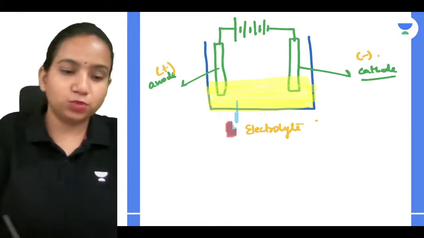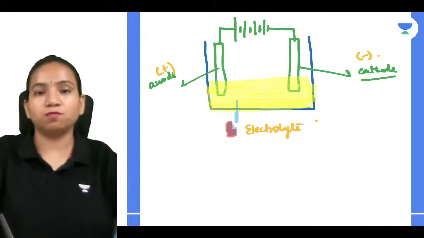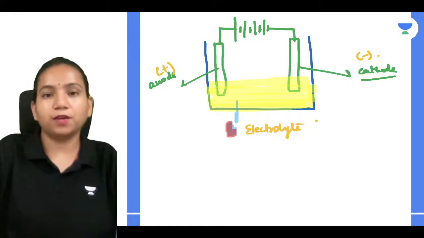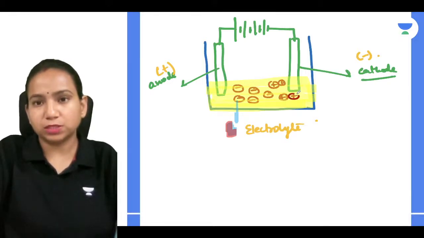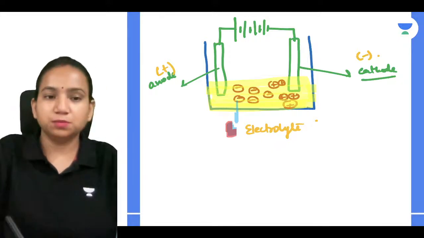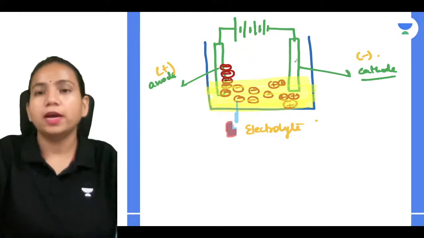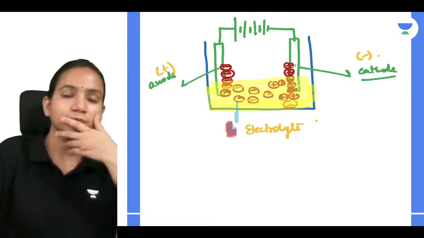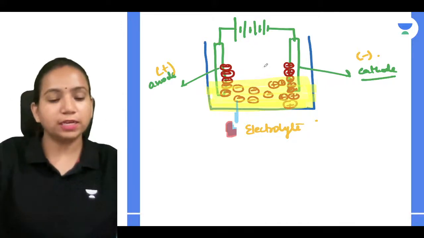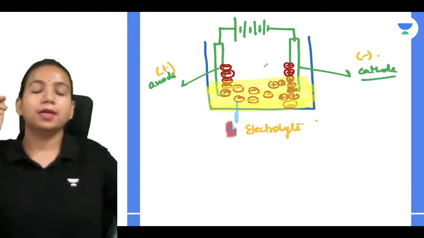Whatever electrolyte you take, it is going to have anions and cations, both of them. The anions will be moving towards the anode, while the cations will be moving towards the cathode. It's very simple, guys. Your anions go and get attached on the anode, and the cations start getting accumulated on the cathode. But what happens to them after getting accumulated there? That we have to learn.